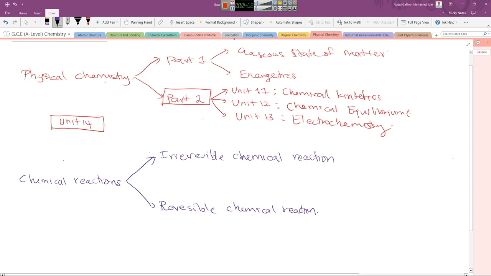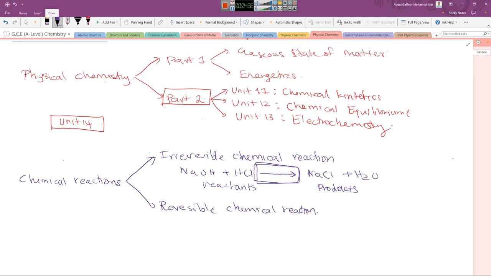Let me now talk a little bit about irreversible chemical reactions. This is the type of chemical reaction that we have studied so far. For example, NaOH plus HCl happens only in the forward direction under normal conditions and produces NaCl and water. So basically here we have reactants, and we form products from the reactants. One more thing you should notice is that we use a single direction arrow to indicate an irreversible chemical reaction, which means it occurs only in the forward direction. From the products we cannot form the reactants back.